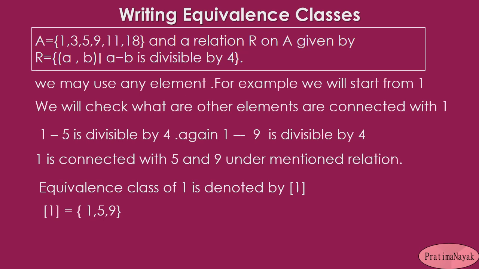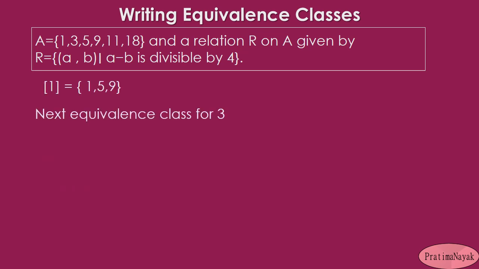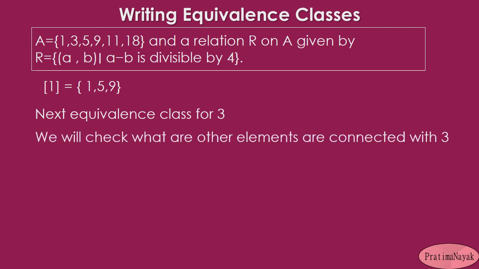So the equivalence class of 1 is denoted by square bracket 1, and it is the set of all the elements which are related to 1 under the condition that a minus b is divisible by 4. I hope it is clear. So we write like this: the equivalence class [1] is equal to the set {1, 5, 9}. So we mentioned the equivalence class for element 1. Next, the equivalence class for 3.